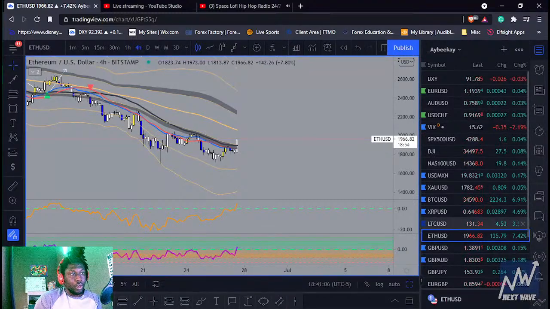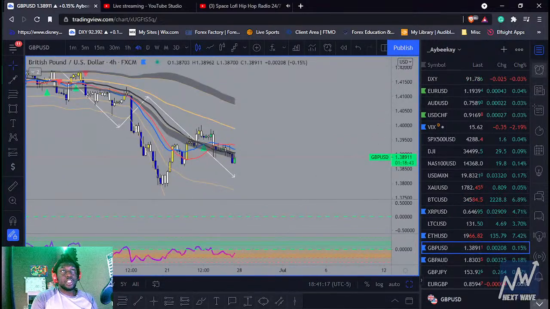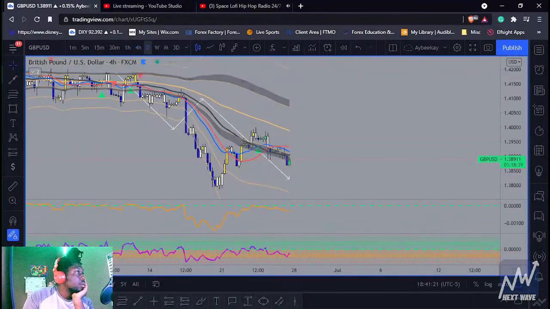So overall, let me not even put these all out. What I would rather want is Ethereum or Ripple. Okay, so GBPUSD. I'll talk about that later.